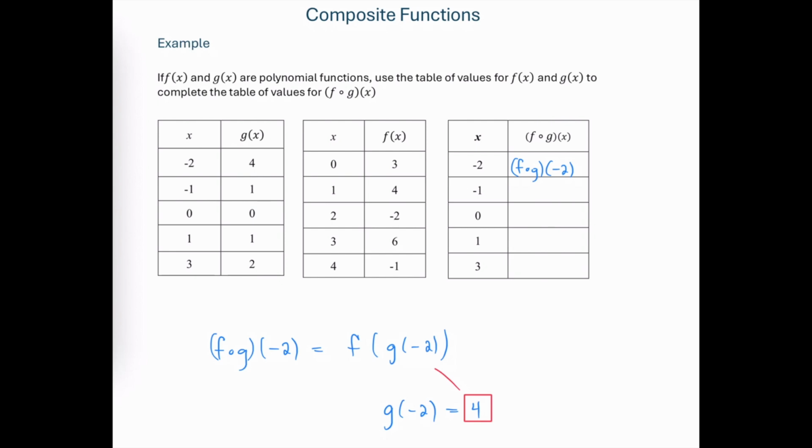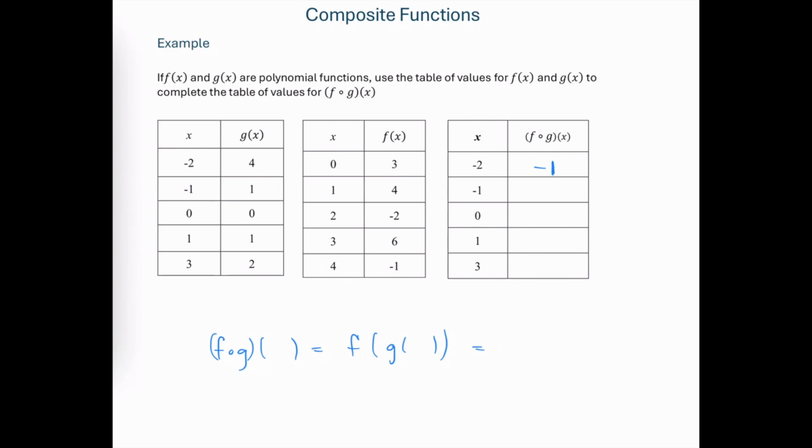So now we replace g at -2 with its value, which is 4, and we'll be looking at the function f, now evaluated at 4. So to determine f evaluated at 4, we go to the f function, we look for the domain element 4, and determine what its corresponding output is. That output is -1, and so the output of this composite function is -1.